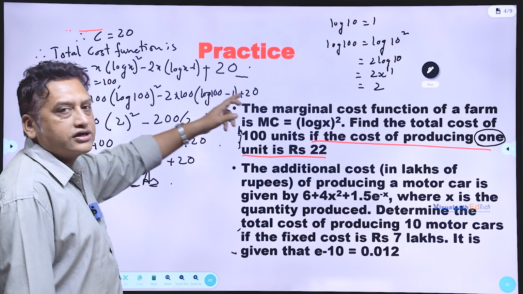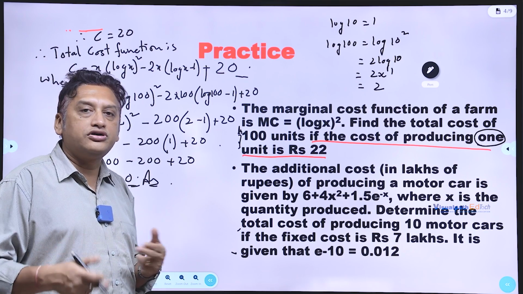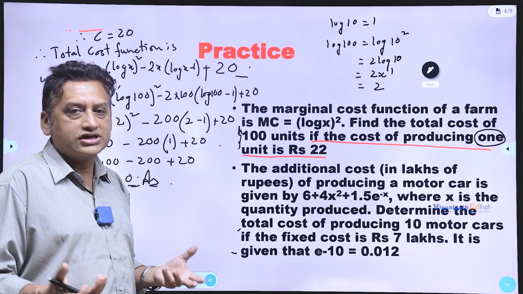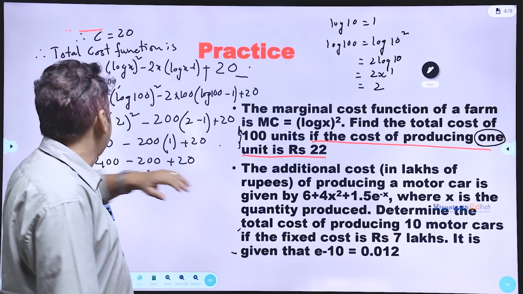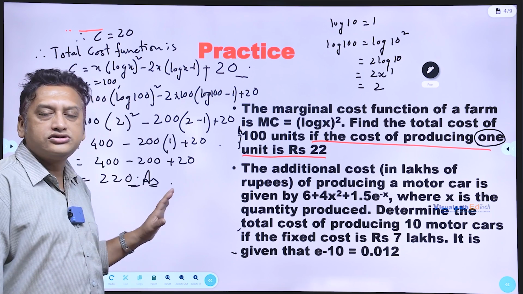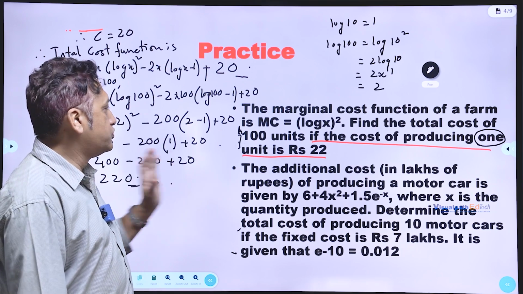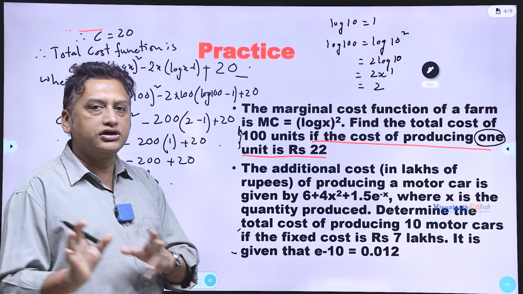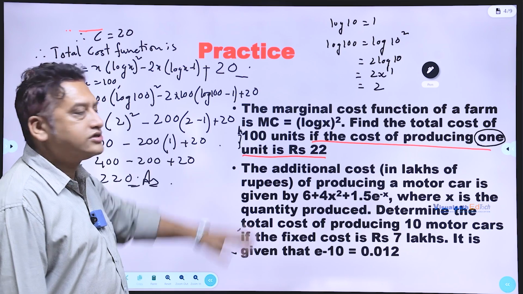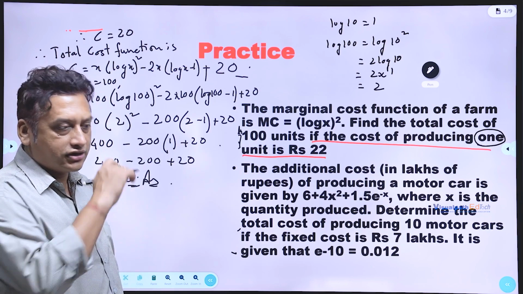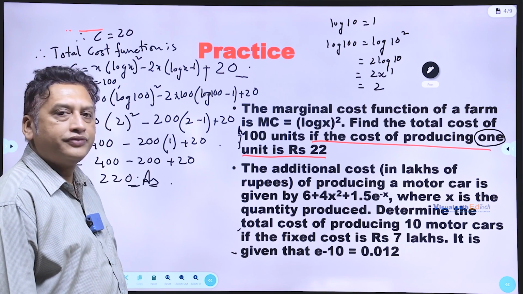So after getting the cost function, we have to find out what is the cost when x is equal to 100. X is the total number of units produced, or you can say output. So when x is equal to 100, we'll put the value of x is 100, and then we'll do the calculation, and we got the answer is 220, which is the cost of producing 100 units of the commodity. So this is how we can do it. When the marginal cost is given, we can actually calculate and find out the total cost. Okay, hope that was clear.